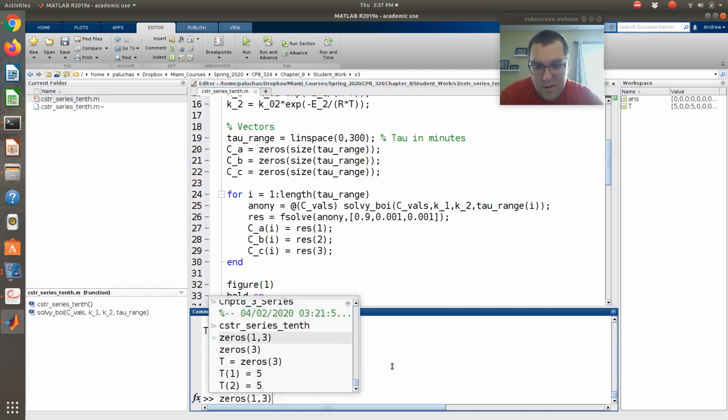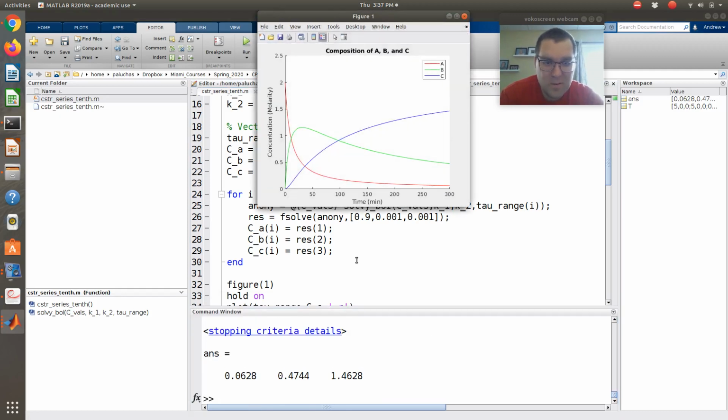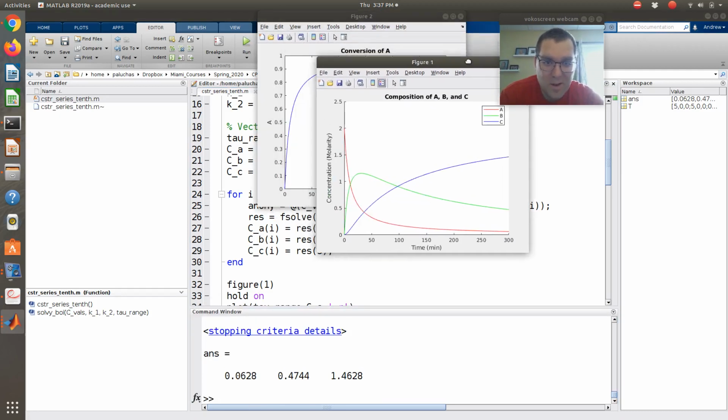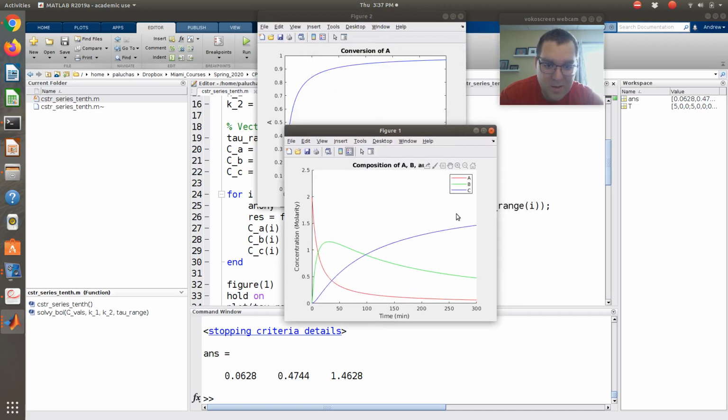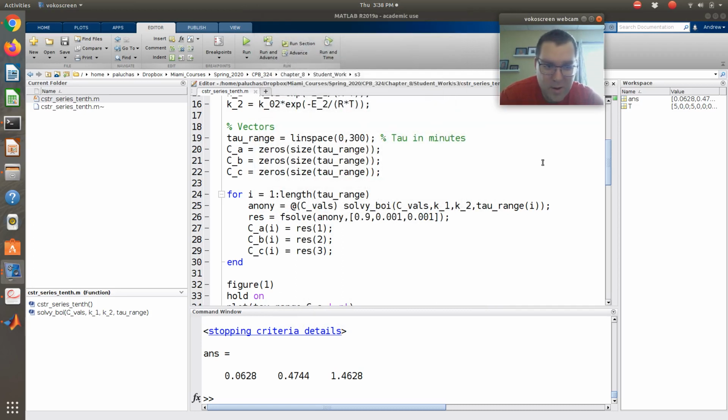Let's just see if that magically fixes everything. Yeah, so look at that. Now I have this beautiful legend where A, B, and C are properly colored, and that odd line that was down there is gone. Conversion now looks good. Just that single line, and then B looks good. Cool. All right, so we cracked that nut.